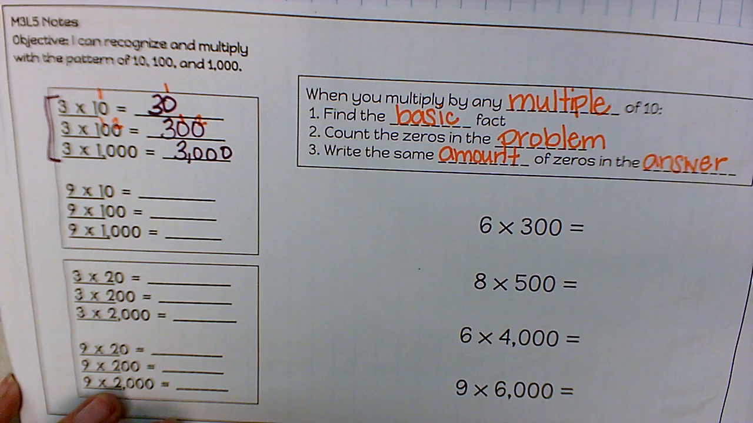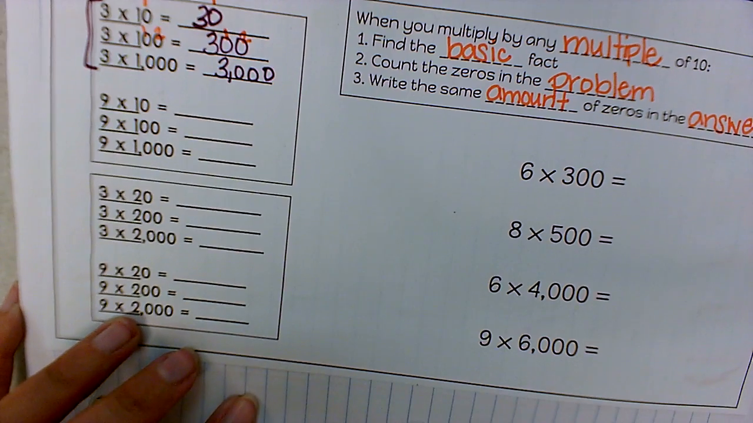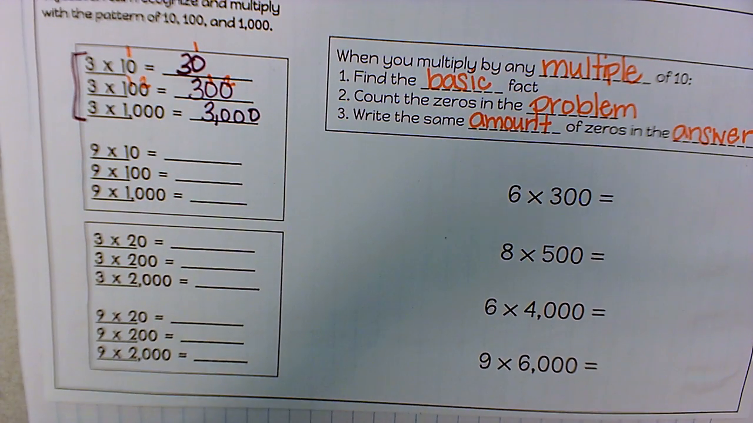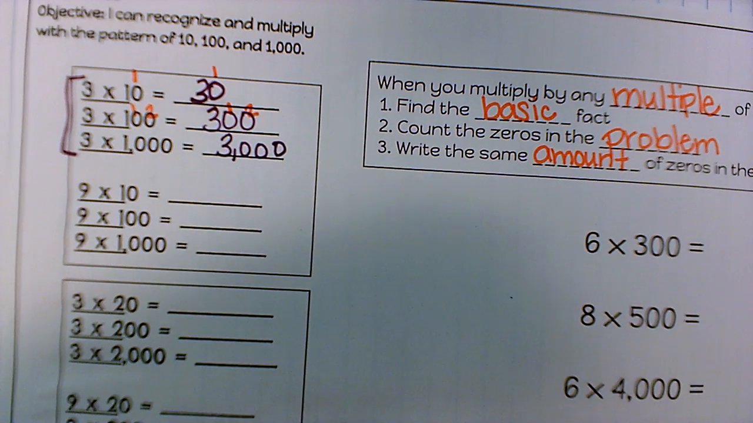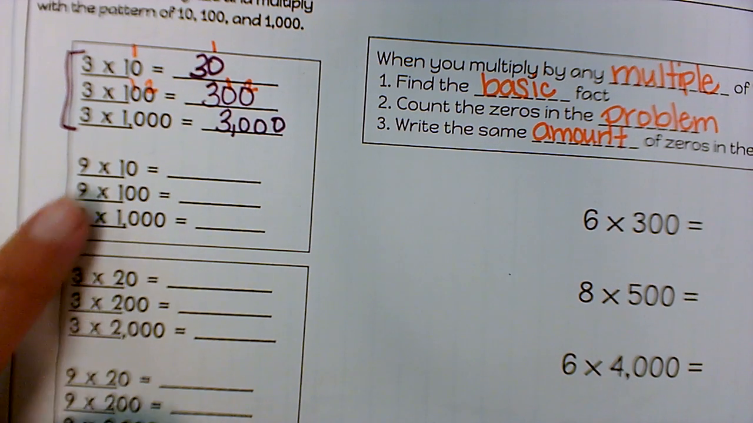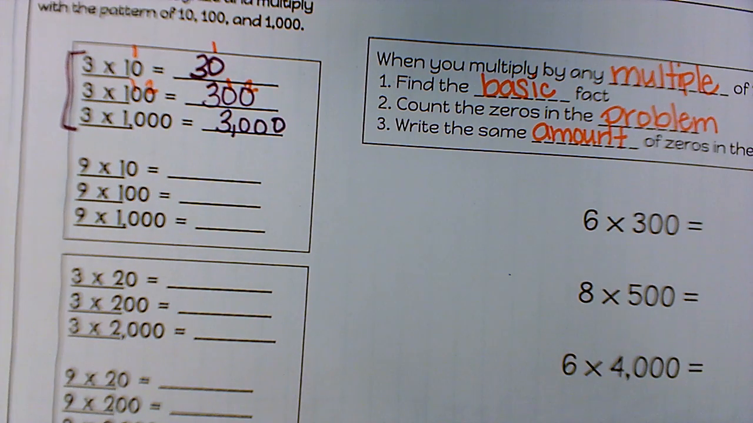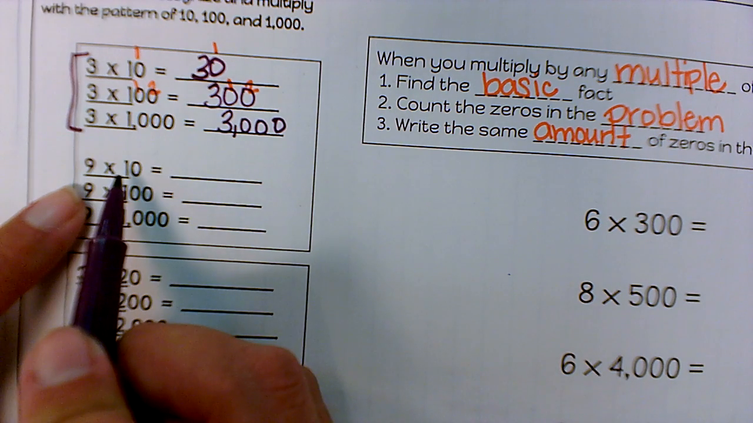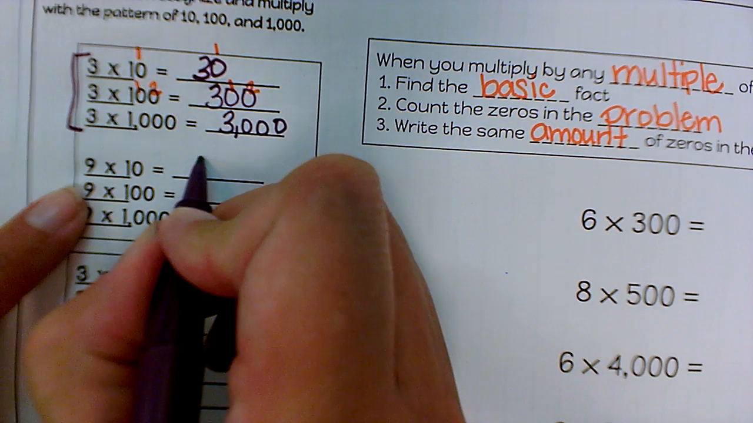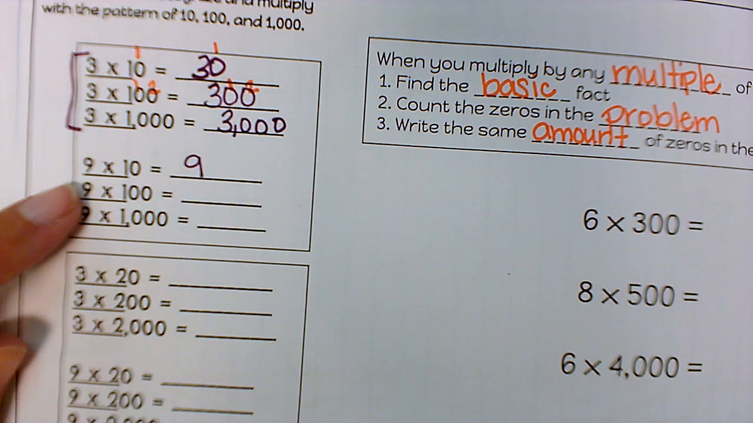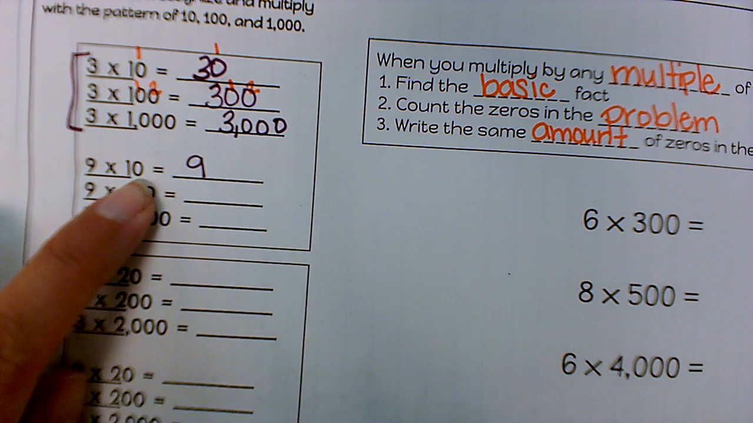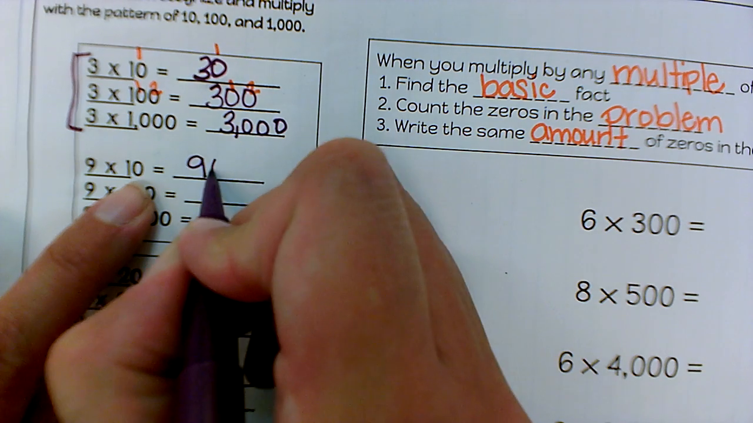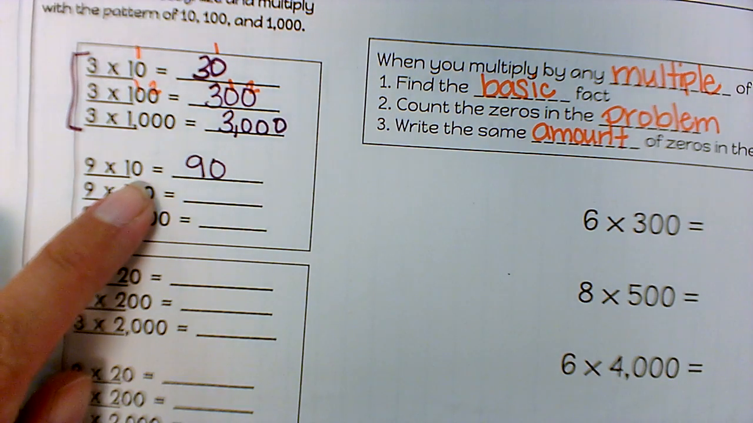So let's use our little trick here, friends, and let's work on this next set of problems. Get this, there we go, so it's not so blurry. All right, look here. I have 9 times 10. So I found my basic fact, which was 9 times 1. And 9 times 1 is 9. So I write that answer. I'm going to count the zeros in the problem, 1. And that's how many I write in my answer, 1.